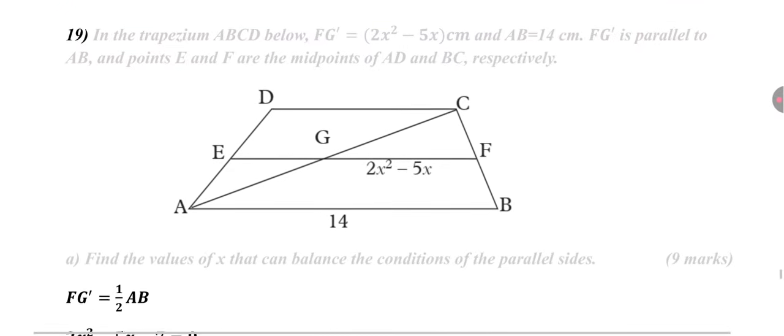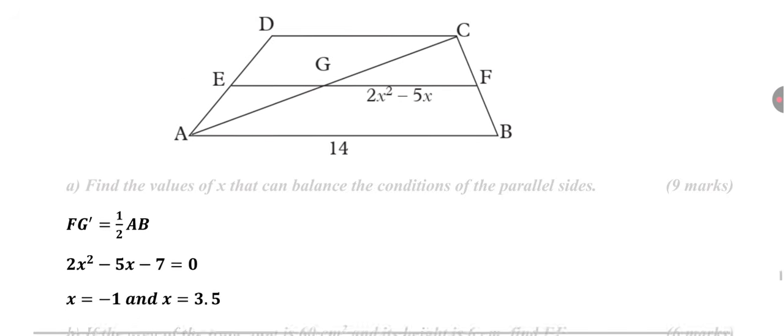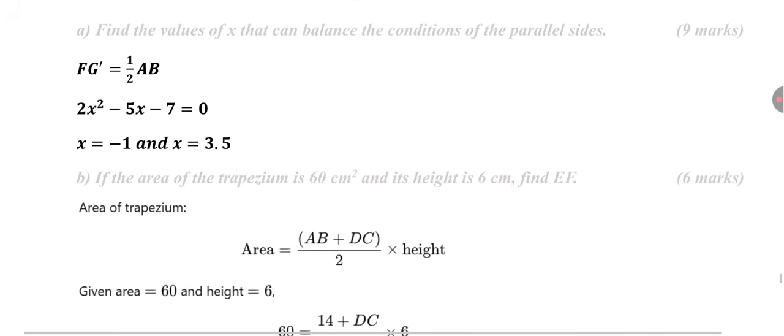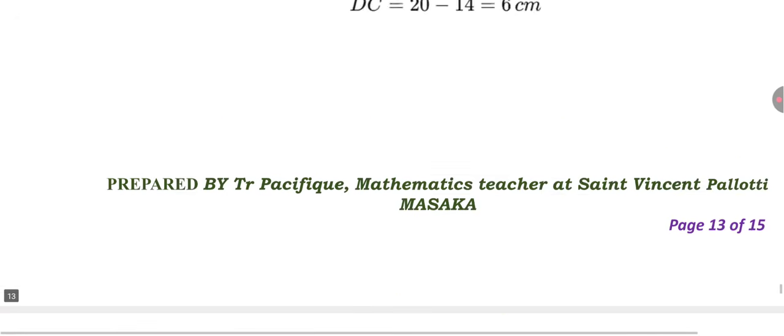And then we have number 19, trapezium ABCD below, FG prime 2x^2 minus 5x centimeter, as shown in the figure below, and then we are asked to find the value of x that satisfies the condition of the parallel sides. And you are also asked, if the area of the trapezium is 60 centimeter squared and its height is 6 centimeter, find EF. As you see, this is the answer.